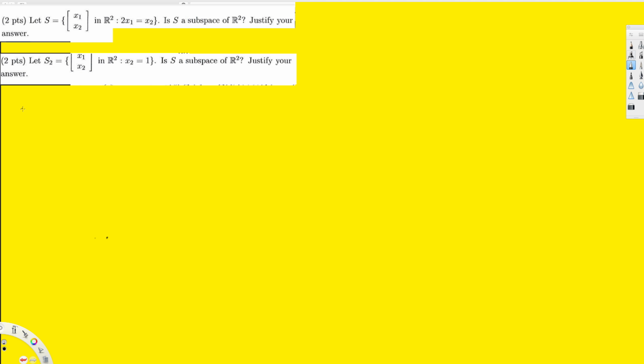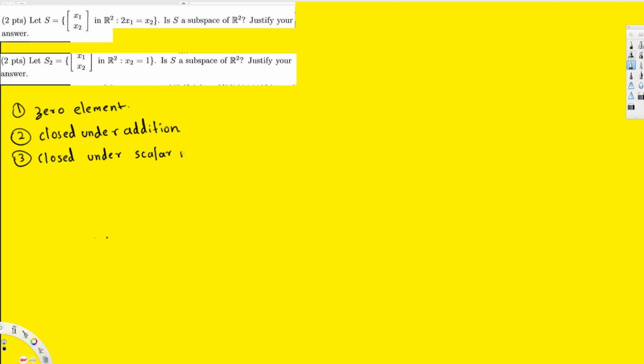So first of all, we have to know that to be a subspace of R2, it has to satisfy three conditions. The first one is it has to have the zero element, the second one is it should be closed under addition, and the third one is it should be closed under scalar multiplication.